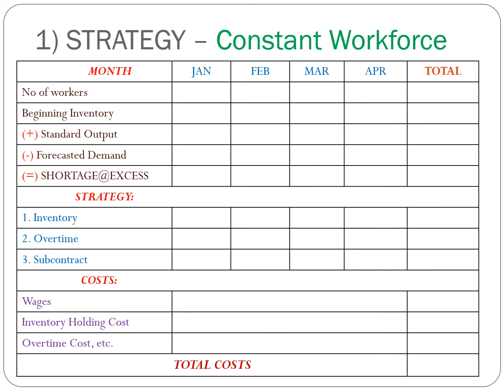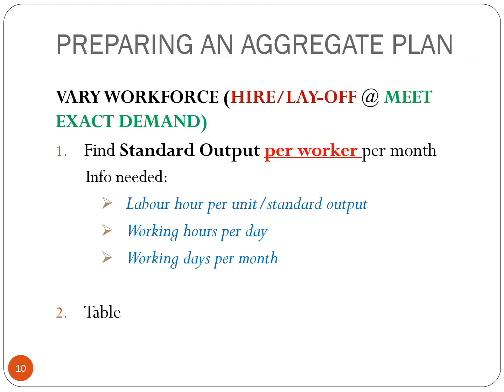Okay, as for vary workforce, to prepare the aggregate plan using this vary workforce strategy, also you have to find the standard output. Okay, but there is a bit of difference between standard output for vary workforce and also constant workforce. So for vary workforce strategy, the standard output is only to be calculated for one worker. Okay, tadi constant workforce, kita calculate standard output for all workers. But for this one, we calculate only for one worker.